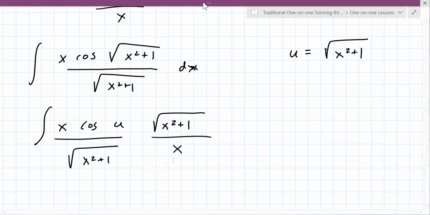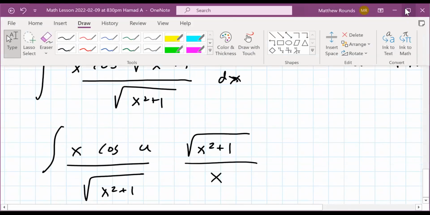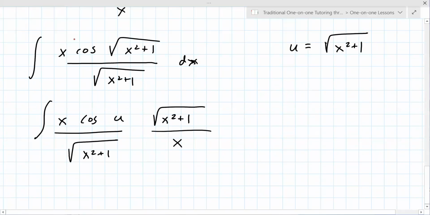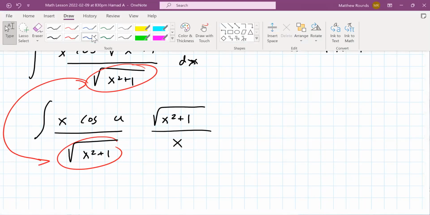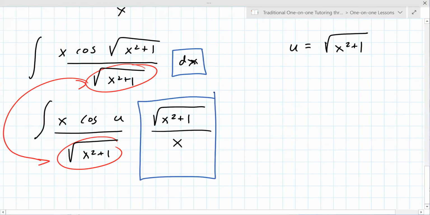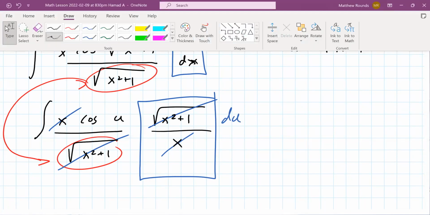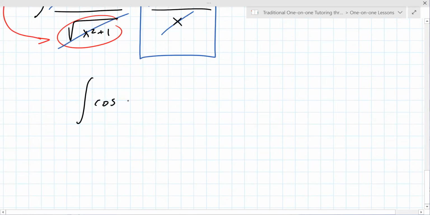So let me try to draw some colors here. The x squared plus 1 is u, so we should put u instead. This and this, that's where that comes from. And then dx, which I'll show in blue here, we just did that. If that's clear, now things cancel. This x cancels with this x, this square root cancels with this square root, and there's a du here, which I didn't write. So it becomes just the integral of cosine u du. Plus c? No, we haven't integrated yet. So now you have to integrate.